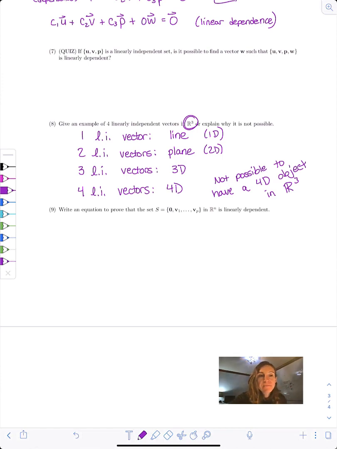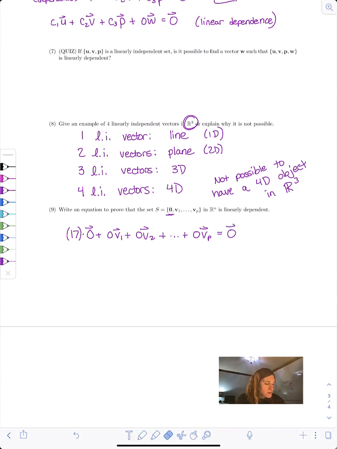And now finally, this last question asks us to write an equation to prove that the set 0, v1 through vp is linearly dependent. And we said it's in Rn, it doesn't really matter what n that is. The point is, because we have 0 in here, no matter what v1 through vp are, it's always going to be linearly dependent, and here's why. You can take the 0 vector and multiply it by anything you want. I'll choose 17, why not? And then you can take 0 times all the other vectors in your set. And since that very first vector was the 0 vector, even though it was multiplied by 17, it stays 0, and so the whole thing just becomes 0.